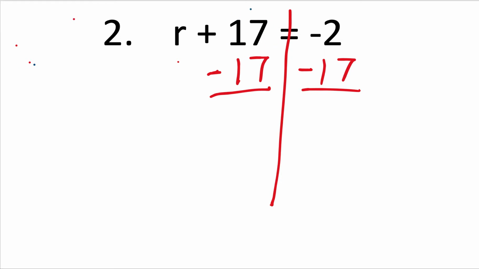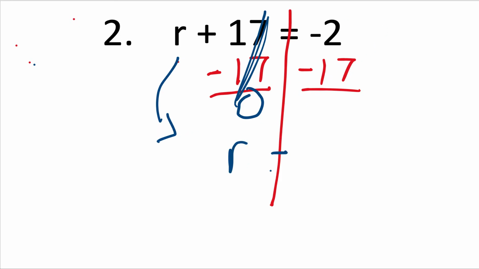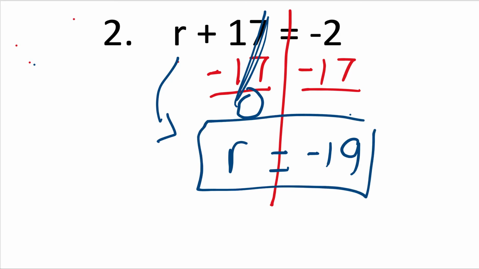Over here, 17 minus 17 is 0, cancels out, that's what I want. My r, my variable, is going to come down here, and then I just do my math problem on the other side. Negative 2 minus 17 is negative 19, and there's my final answer. Okay, one step that it took, this minus 17 to minus 17. That's what it means by one step to get a final answer.